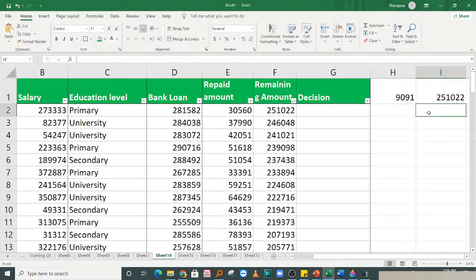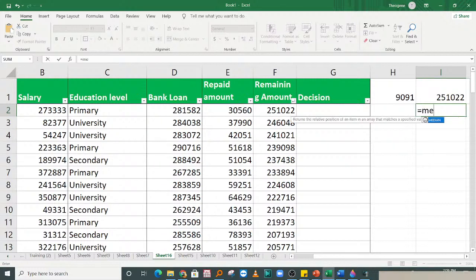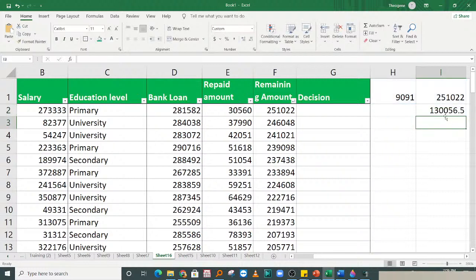Okay, so the mean between this, if I calculate the average or the mean, let me calculate the average. Okay, so the average of this, or the difference, we would have at least about 130,000.